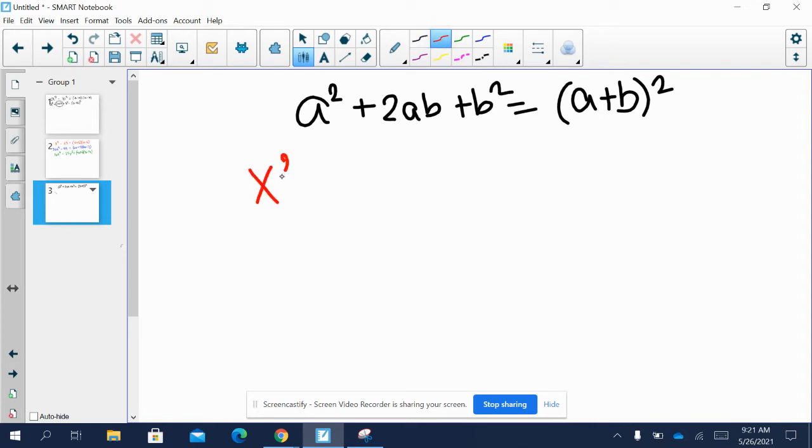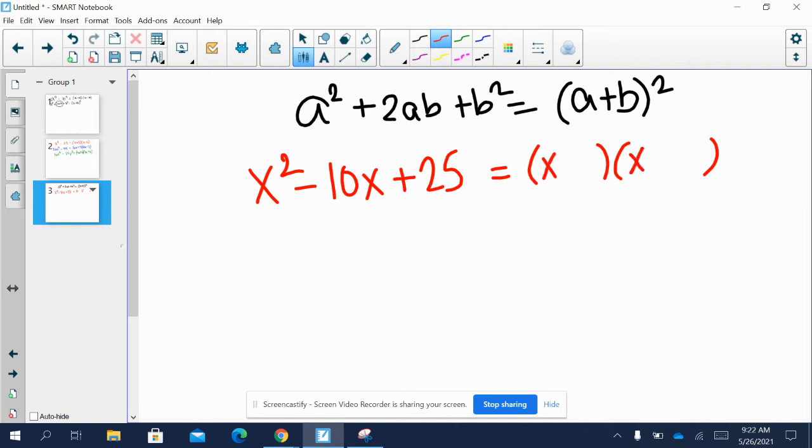Let's look at x squared minus 10x plus 25. Well, x squared is a perfect square, so we get that by doing x times x. And 25 is a perfect square as well. That's 5 times 5, or it could be negative 5 times negative 5. So let's look into the center to determine if it's a positive or if it's a negative. I have a negative 10x there, so that means that I have to have a negative involved.